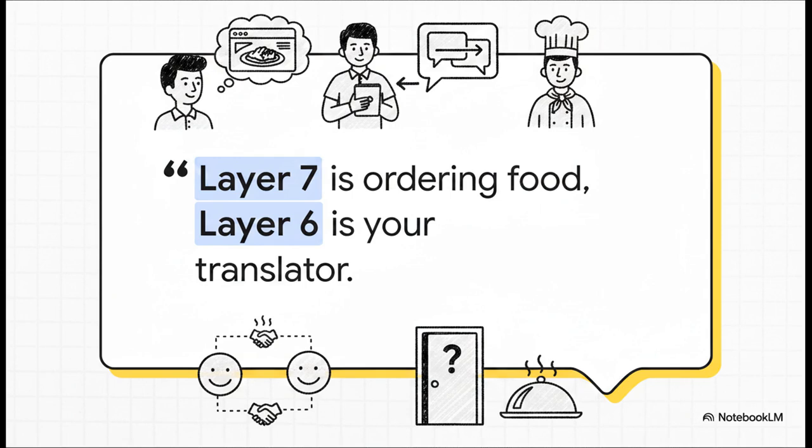Think of layer 7 like ordering food at a restaurant. You just ask for what you want. You literally say, "Bring me the web page." Layer 6 is like a translator making sure the kitchen understands your language, and layer 5 is like saying hello and goodbye to establish the conversation. You never actually see the kitchen, but your food arrives perfectly.